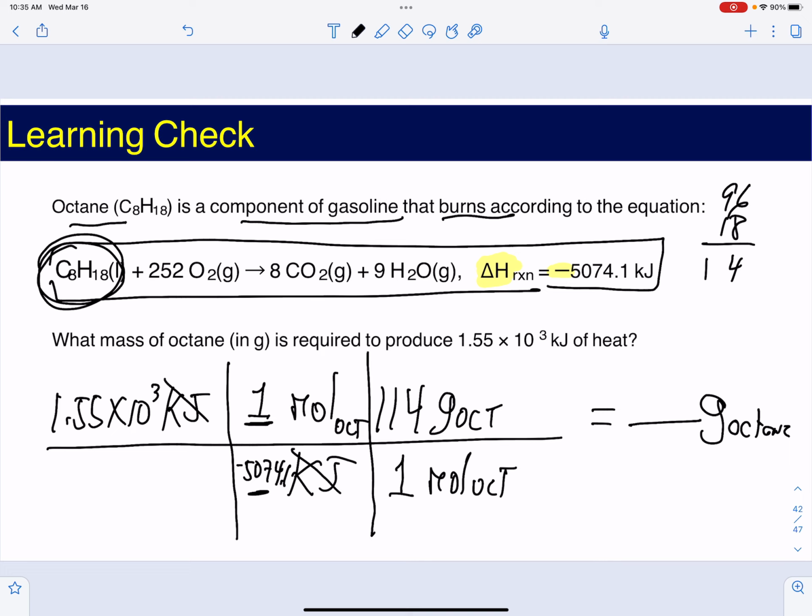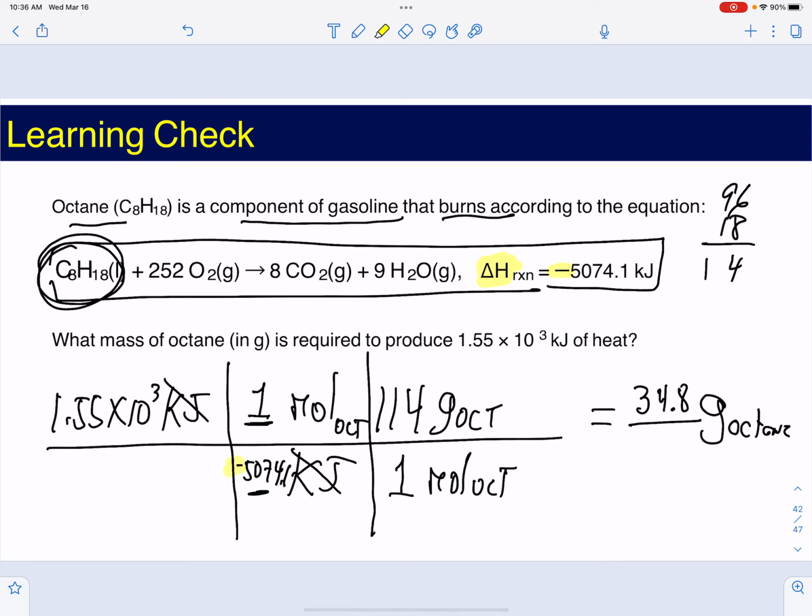So if I have 1.55 times 10 to the third, multiplied by 114 grams, divided by 5074.1 kilojoules, that's going to equal 34.8.